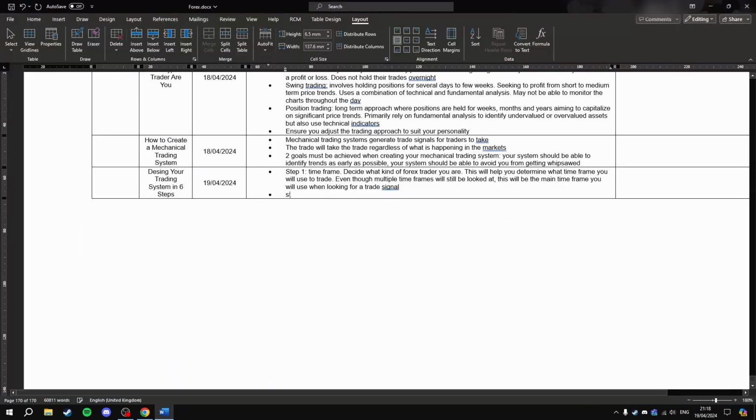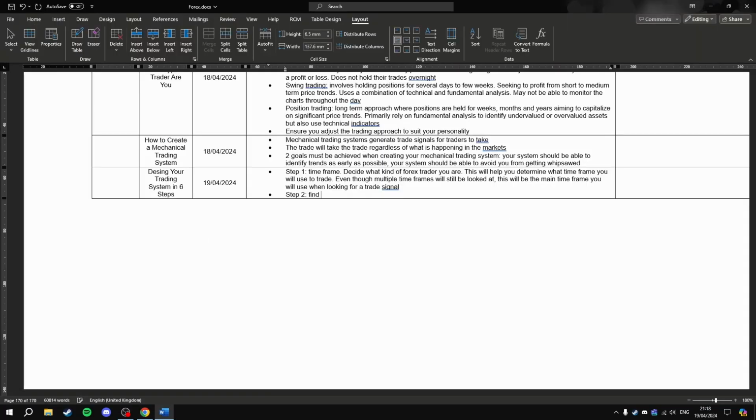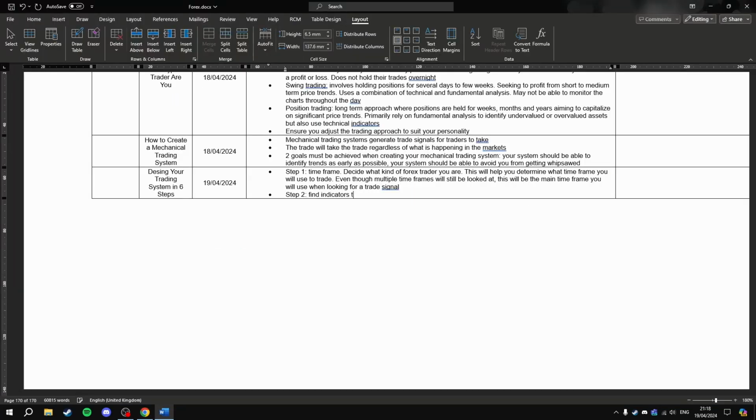Step 2. Find indicators that help identify a new trend.